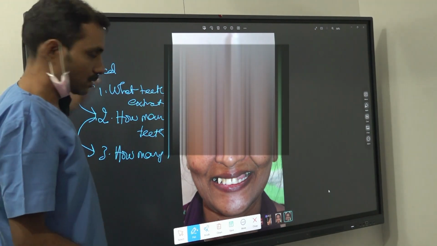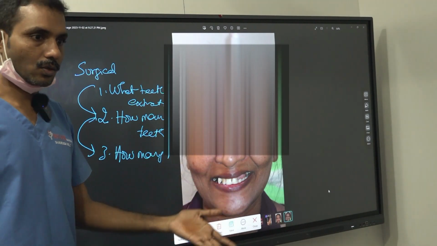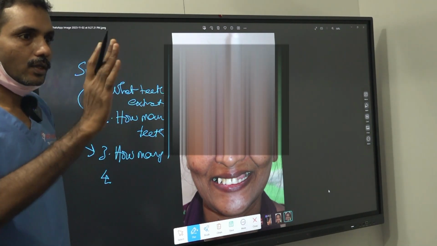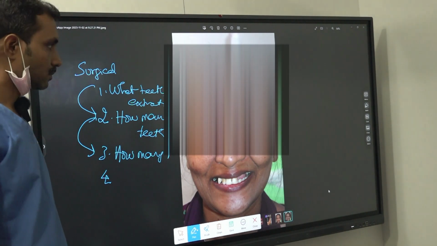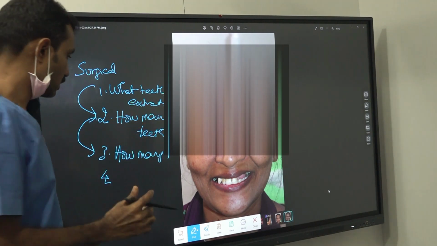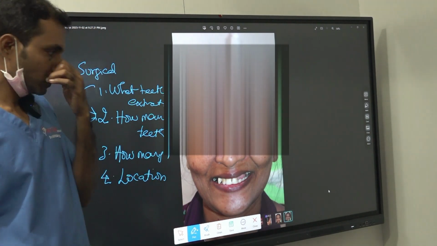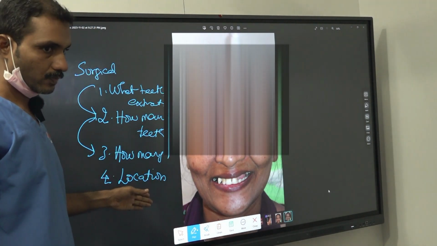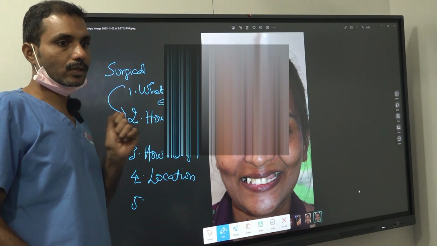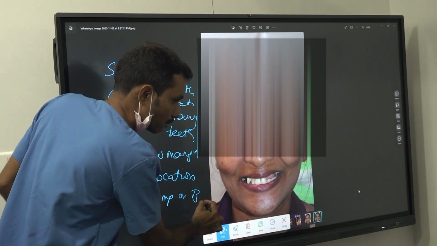This is an important question not only for us but for the patient also, because the number of implants determines the cost and all. Okay, how many implants? Another question: where are you going to place them? For example, in the upper jaw, canine or premolar or molar. So location. Then, after you decide the location, what design are you going to use, whether compression design or basal design.